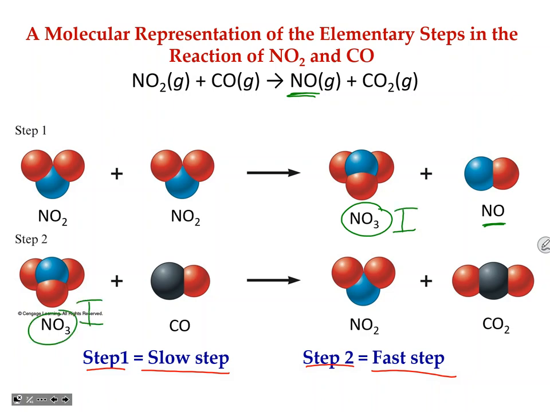As you can see, it is formed in the first step. It's part of the products. Then it gets consumed over here in the second step. So it cancels out and is not a part of the overall balanced reaction. Does that make sense? Kind of get what you're seeing now?